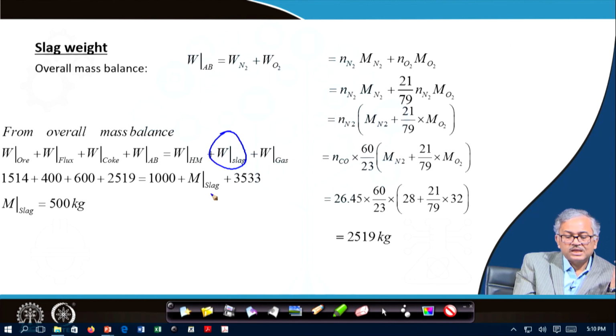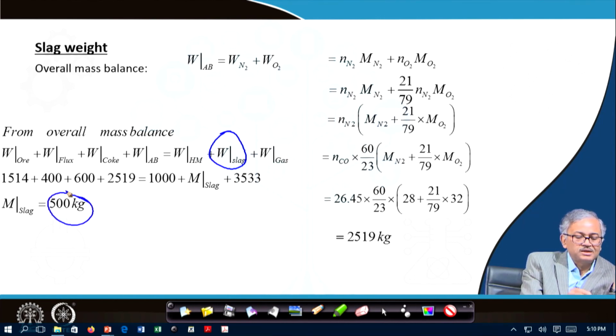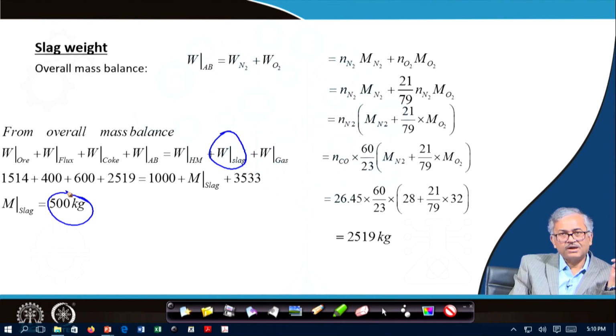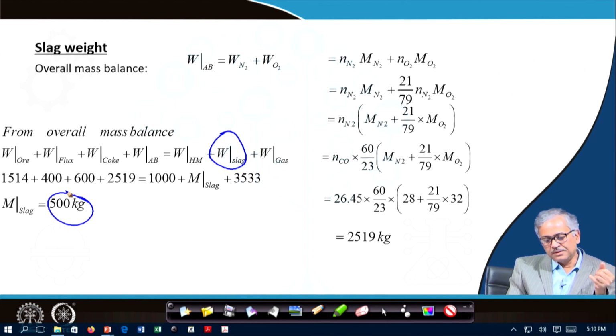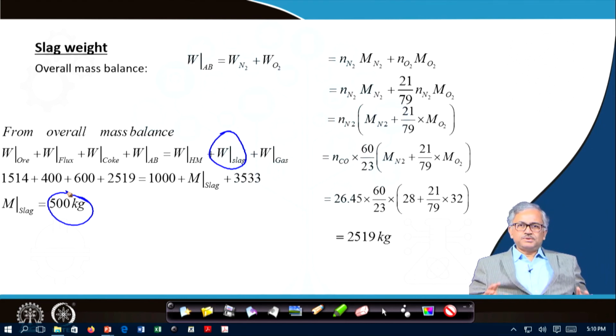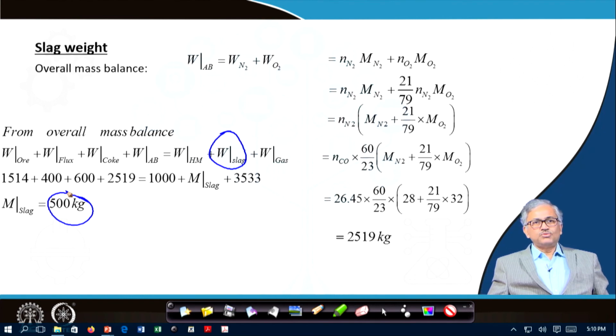So, this is basically the overall material balance, with the weight of the blast, the hot metal, the slag, and the gas, and finally we can get the slag rate, which is around 500 kg per ton of hot metal. It is quite a little high. So, it is not a very good blast furnace nowadays. Slag rate may vary from 200 to 400 kg, here it is coming around 500, a little high.